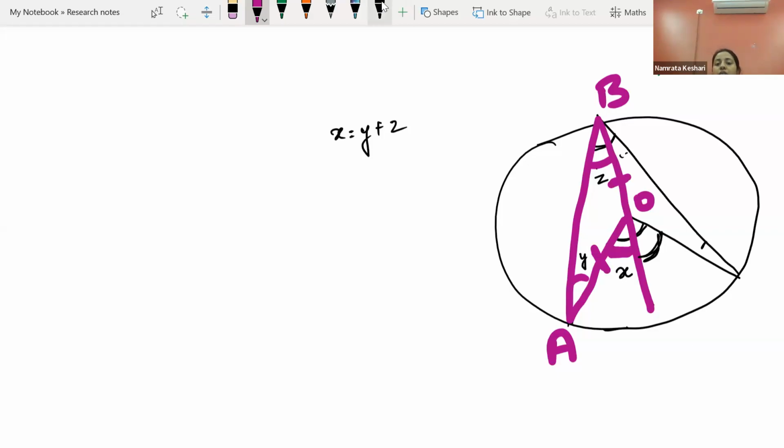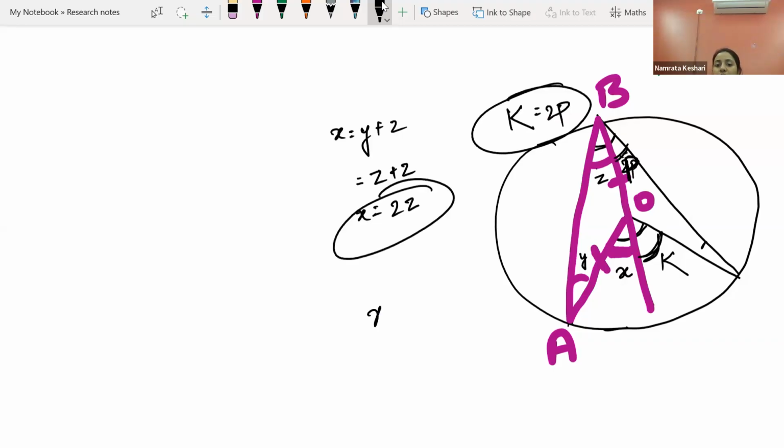So y and z are equal to each other, right? Yes, ma'am. So you can say both are z, so together they are 2z. So x is 2z. Similarly here, suppose you are saying k, so k will also be 2p. Okay, x is 2z, k is 2p. x plus k is nothing but 2 times z plus p. Yes or no? Is it clear? Yes, ma'am.